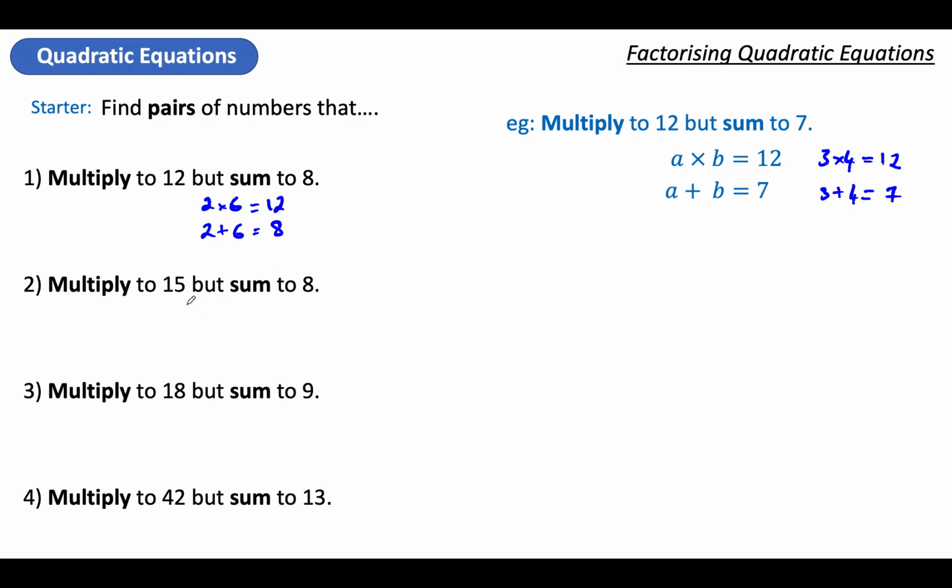Multiply together to make 15, but sum together to make 8. This one I definitely know. How about 3 and 5? Because 3 times 5 is 15, but 3 plus 5 obviously equals 8, so that's that one.